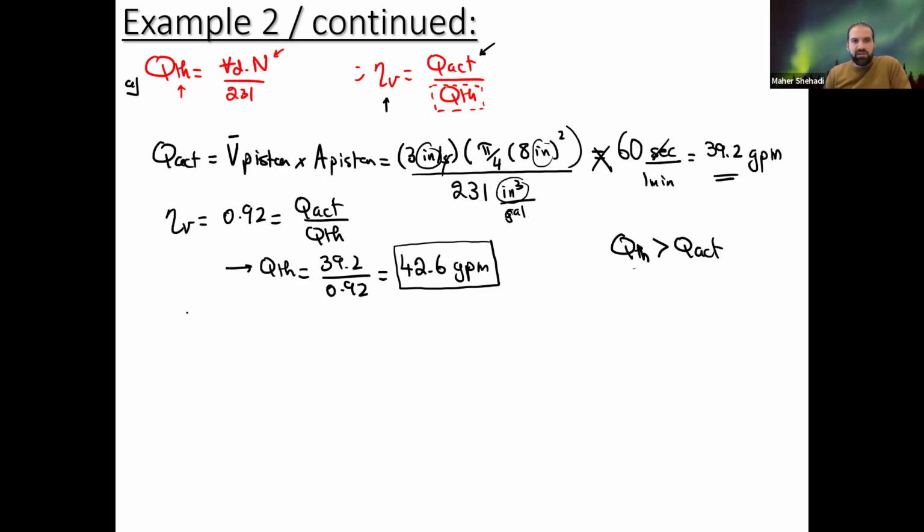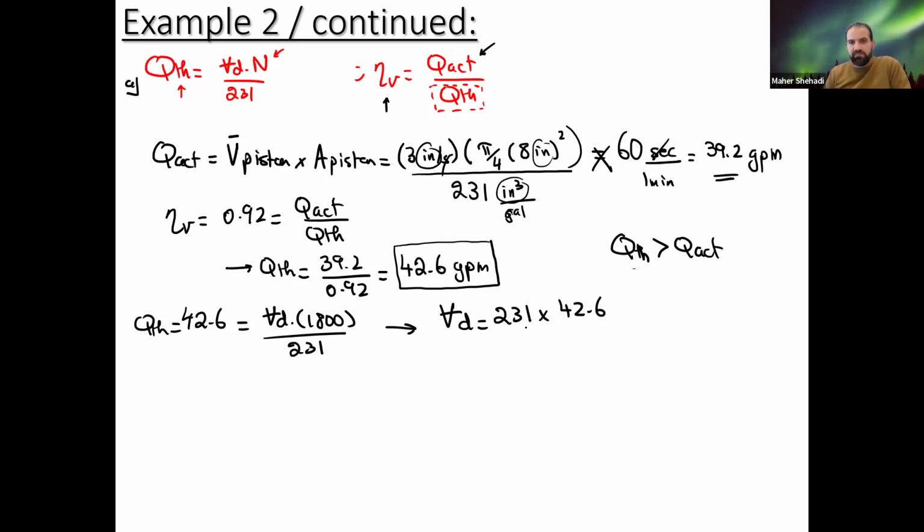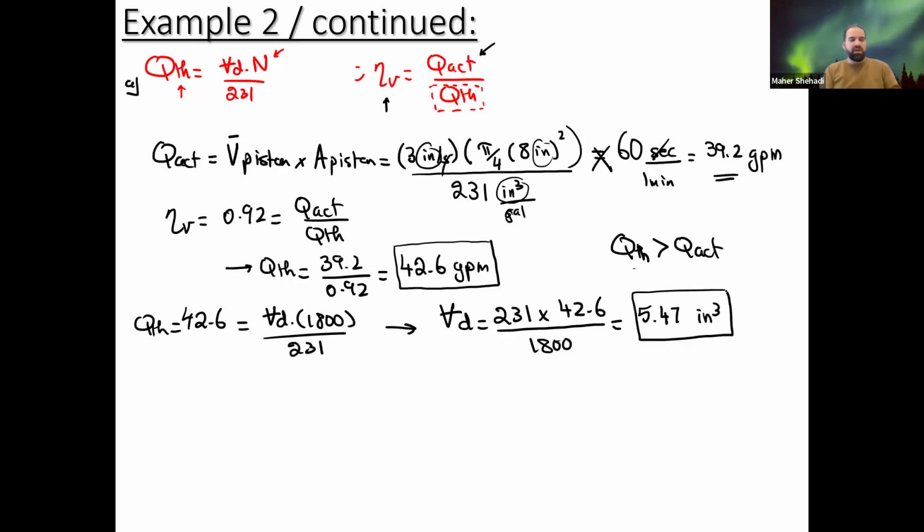With that, I can go back to my definition up there. So 42.6, that's Q theoretical. And that's equal to VD times 1800 RPM divided by 231. Therefore, the displaced volume is 42.6 times 231 divided by 1800. That would be 5.47 cubic inch.